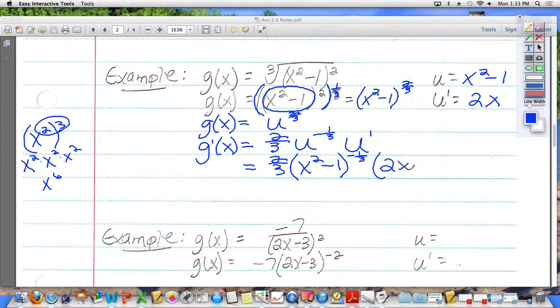Alright, now this we need to clean up a little bit. We've got a negative exponent, we gotta get rid of that, so we have to take this a step further. First of all, these things are being multiplied. The 2/3 is being multiplied by x squared minus 1 to the negative 1/3 power, and that's being multiplied by 2x. So my suggestion would be to multiply 2/3 times 2x. What is 2/3 times 2x? 4/3.